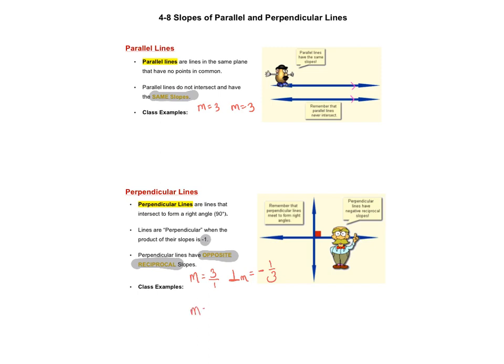So another example, if the slope is 1/2, the perpendicular m would be opposite, negative, and then reciprocal, flip the fraction, 2 over 1. If the m is -4, well remember, -4 is a whole number, so we put it over 1. Then the perpendicular slope would be opposite sign, which is positive, and flip the fraction, 1 over 4.